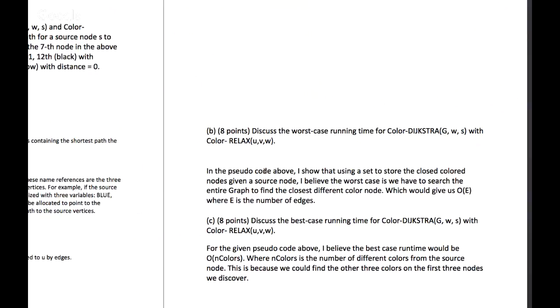And then for C, for the given pseudocode above, I believe the best case running time would be big O of n colors, where n colors is the number of different colors from the source node. This is because we could find the other three colors on the first three nodes we discover from the source node, and we would also know that there's no possible way we could find a shorter path.